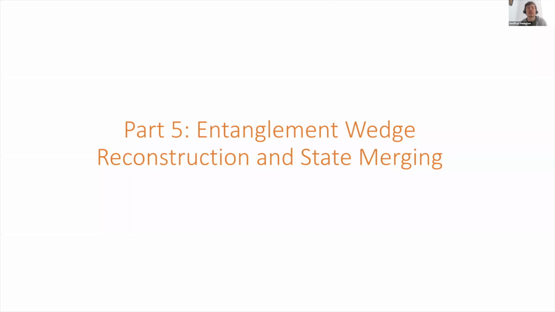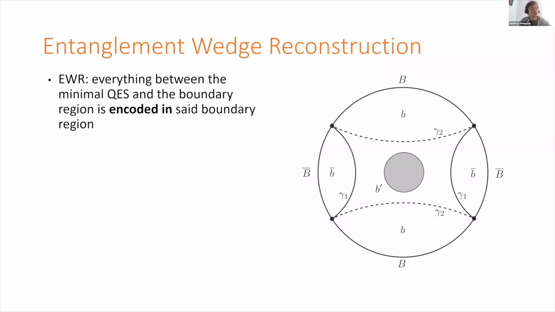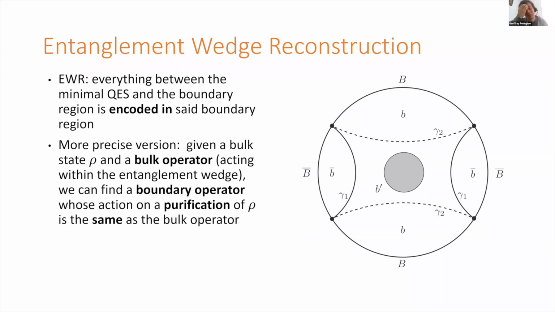And the first of them is how this connects to entanglement wedge reconstruction, this idea of quantum state merging. Very briefly, entanglement wedge reconstruction is just the idea that everything in between the quantum extremal surface and the boundary, everything in the bulk in this whole region, is actually secretly encoded in that boundary region. That's the intuitive statement. You make more precise versions of that statement, and normally they involve something called a code subspace.